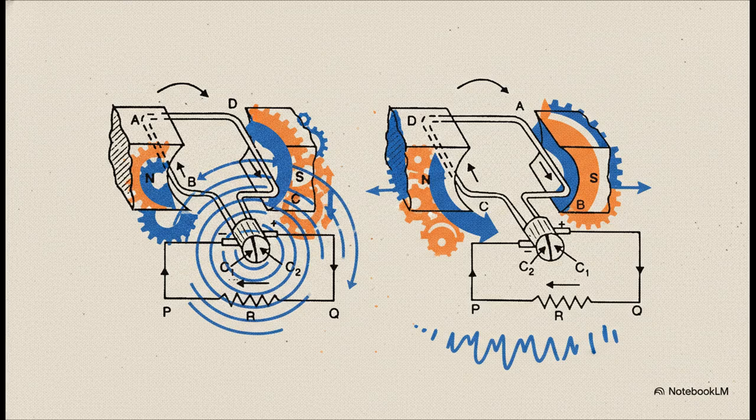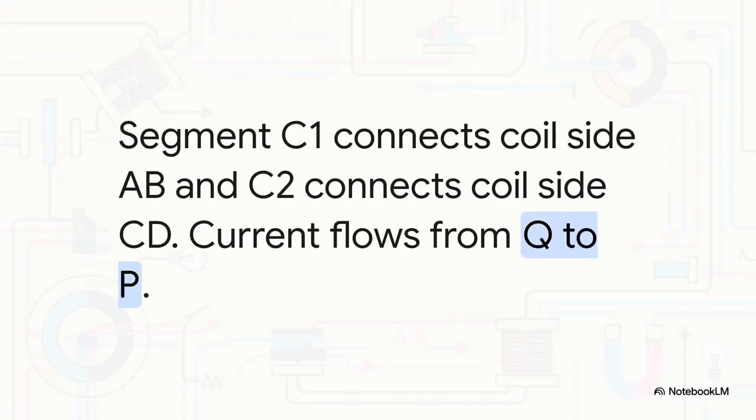See the spinning commutator at the bottom? And notice those two stationary blocks pressed up against it? Those are carbon brushes. They don't spin. They just sit there and make contact, carrying the current out to our circuit. Okay, so for the first 180 degrees of the turn, let's trace the path of the current. It flows out of the coil, through segment C2, through our external circuit from Q to P, and then comes back into the coil through segment C1.